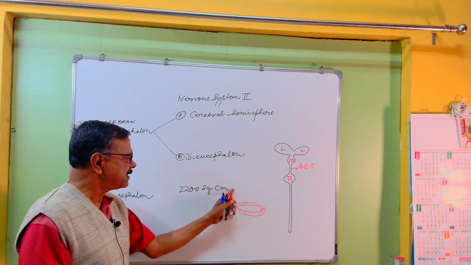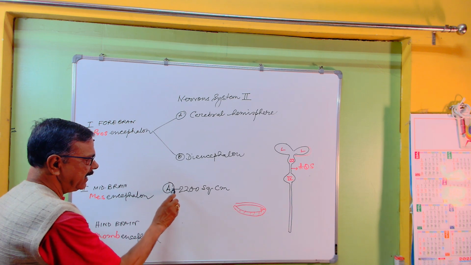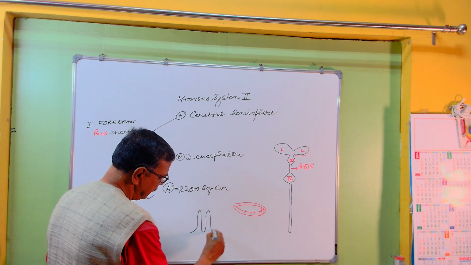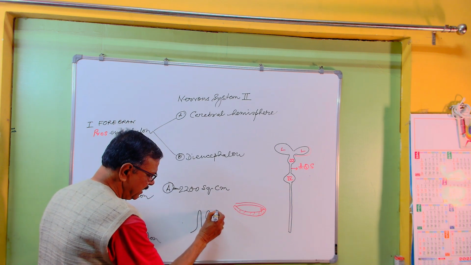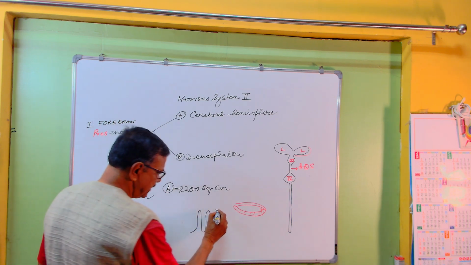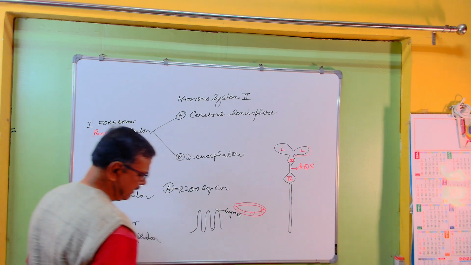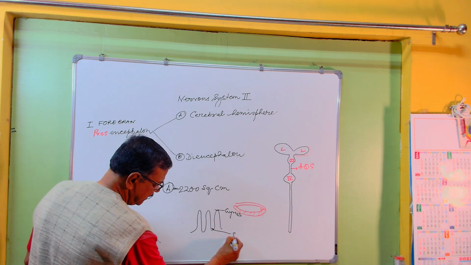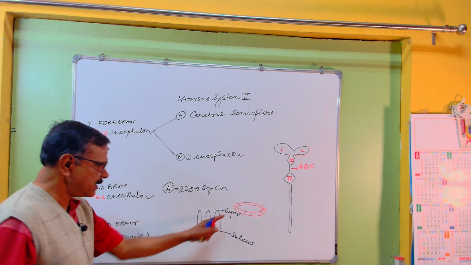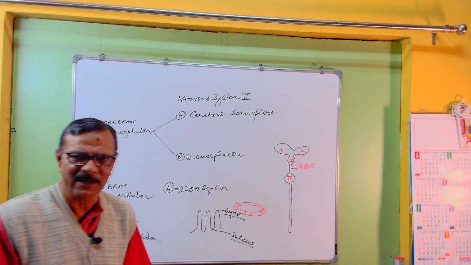What? It is the total area. Total area is 2000. Now since it remains folded, it should have this one and it should have this one. This one is known as gyrus, and this one is known as sulcus. Gyrus plural is gyri, sulcus plural is sulci.